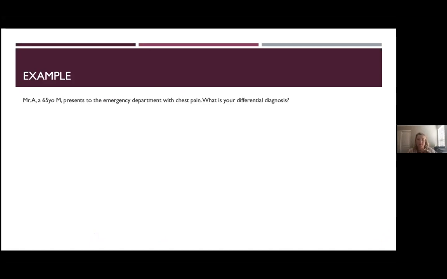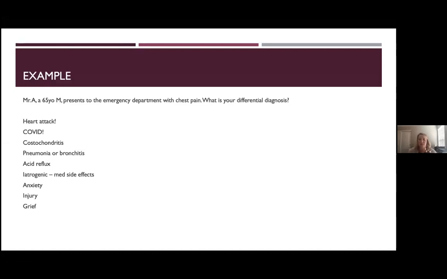So just as an example of how to get to a differential diagnosis, we're going to consider the 65-year-old male who presents with chest pain. So you're thinking about all of those body systems and all of the causes, and you're coming up with a list of potential conditions. So I hope everybody is thinking heart attack. Chest pain in a 65-year-old male should trigger that thought. And this time we're also considering COVID, right? Because it has to do with your chest. So we already have a couple of different systems up there, cardiovascular and pulmonary.